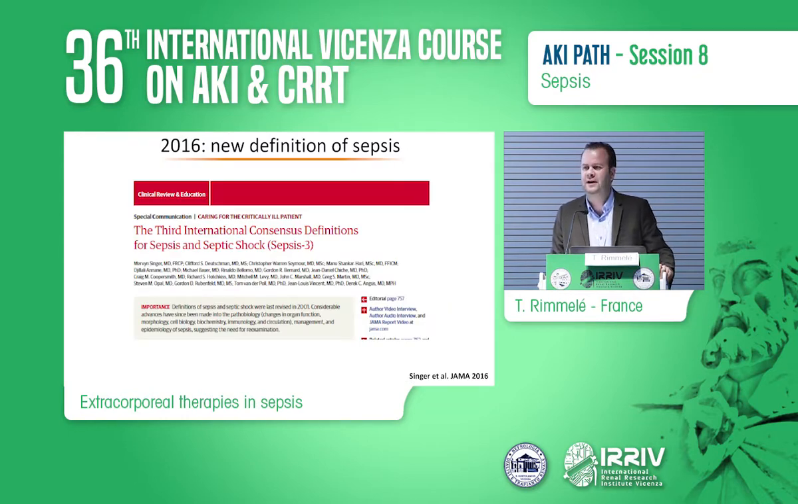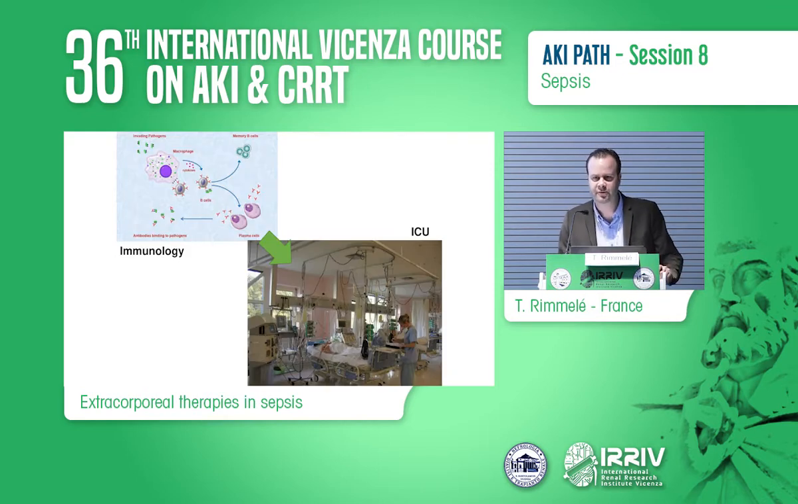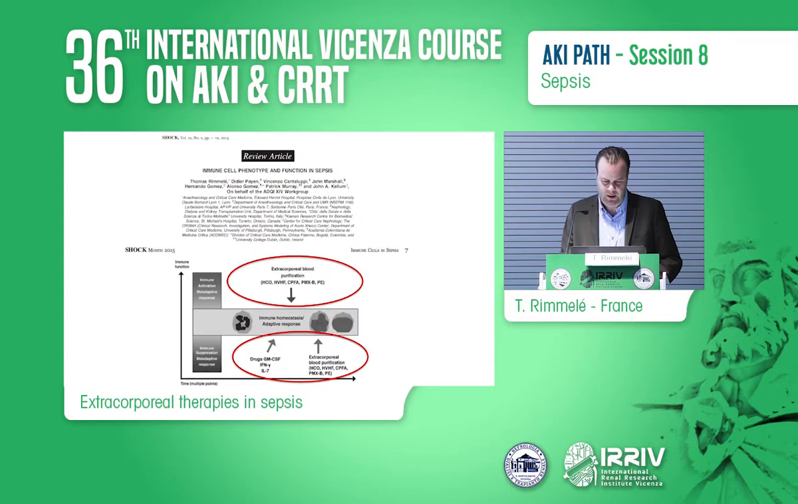The other thing I would like to say as an introduction is, of course, as was already said, we have a new definition of sepsis, but the first sentence is very important. Sepsis should be defined as a life-threatening organ dysfunction caused by a dysregulated host response to infection. What does it mean? It means that if we work in the ICU, if we are intensivists, then we need to have a little bit of knowledge about immunology, because in the near future, I think immunology will be part of our work. And how do we handle a dysregulated host response? So how can we get back to a kind of immune homeostasis?